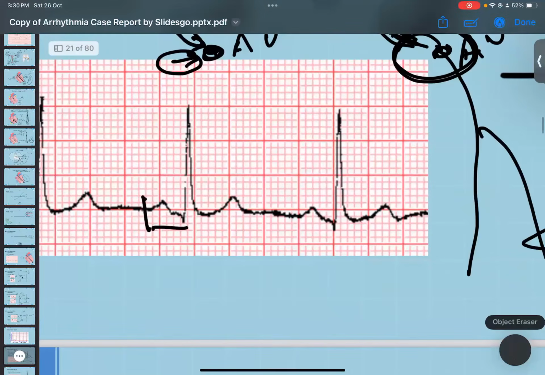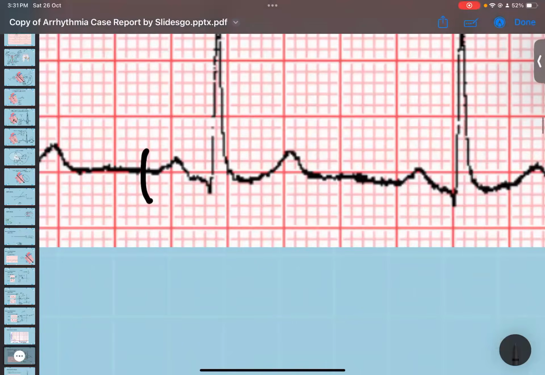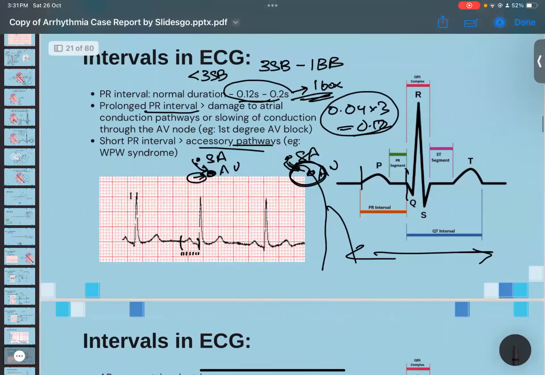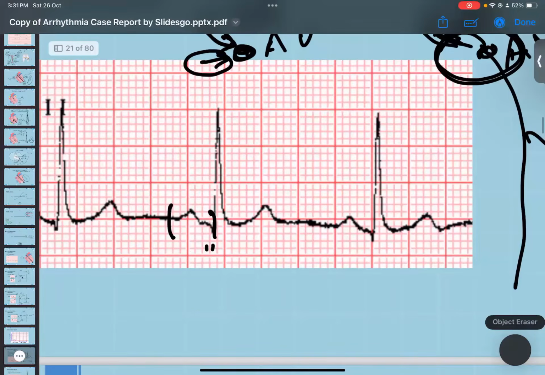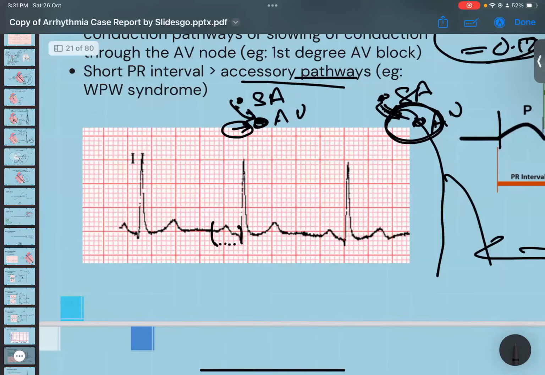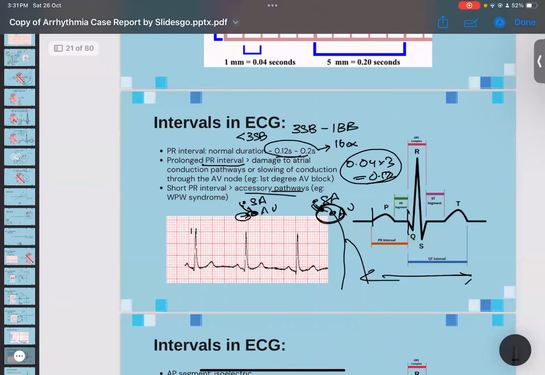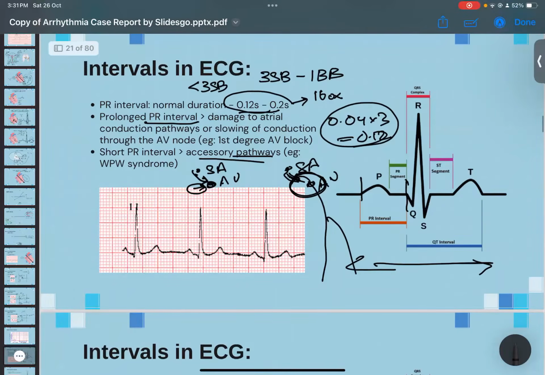Here, as you can see, the PR interval is about here. So 1, 2, 3, 4, 5, 6, 7. I think it's around 7, more or less. Actually, I don't think this is 7, honestly. I think this is approximately 5. Yeah, it's about 5. So this is perfectly one big box long. So yeah, this is how your normal PR interval should be.